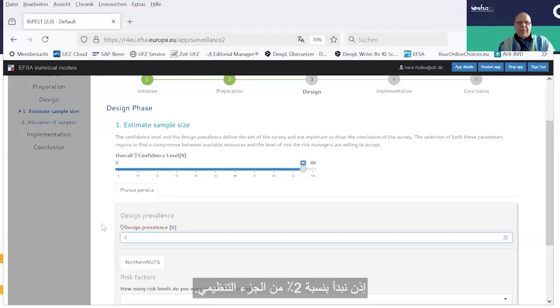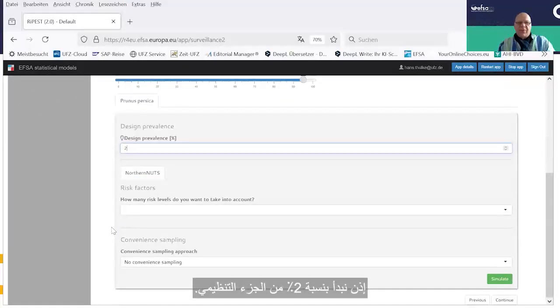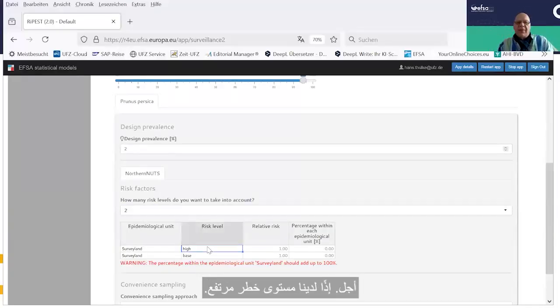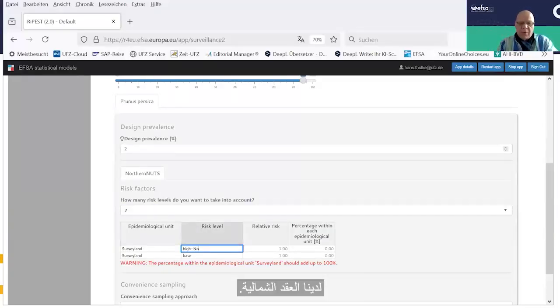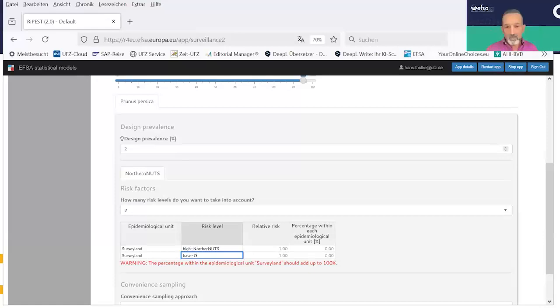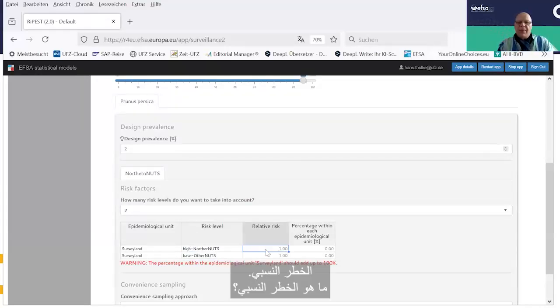That's great. Thanks. So then we start with the 2% from the regulatory part. And the last thing we have to specify is now our risk factor. Okay. So we have two levels, right? Yeah. So as high risk we have the northern NUTS. And as a baseline, we have all the other NUTS. Well, then the relative risk. What is the relative risk?